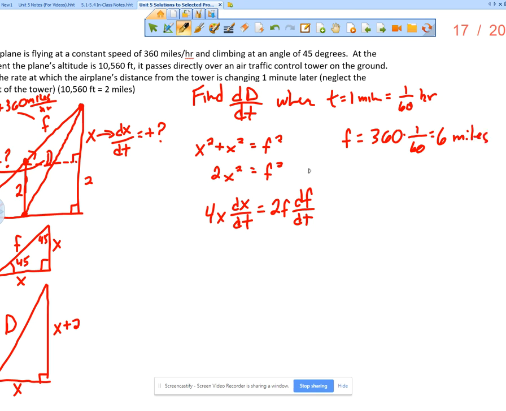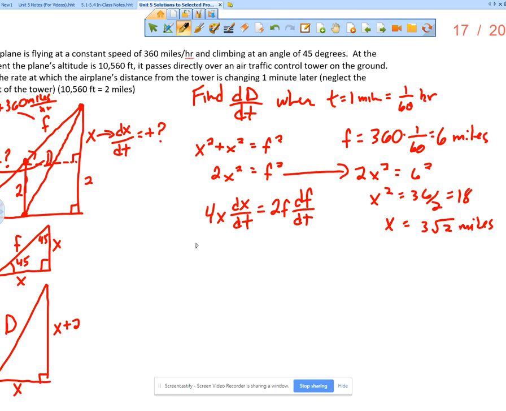Well, now let's think about it. If I know what f is, then 2x squared is equal to f squared. So 6 squared, which means divide by 2. So I get x squared is equal to 6 squared, 36. Sorry, that would be 36 divided by 2, right? So 18. And so I get that x is equal to the square root of 18, or 3 root 2 miles, right?